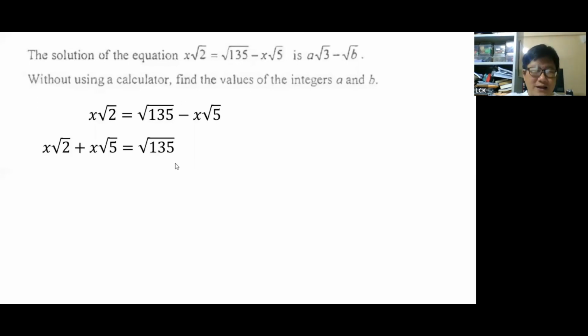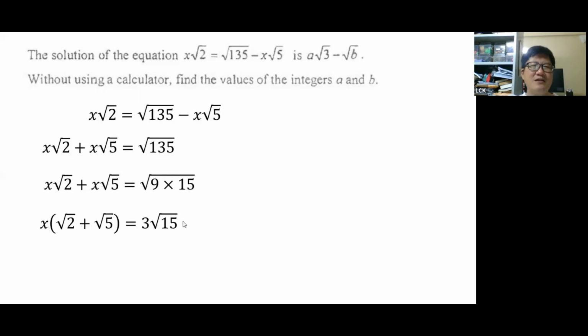All right. So the next thing that is very tempting to do is this 135. The 135 here is a number that is dying to be simplified. It's too big. So 135 is really 9 times 15, and the square root of 9 times 15 is really 3 square root 15. All right. And I've also factored x out here. I've taken the opportunity here also to factor x out.